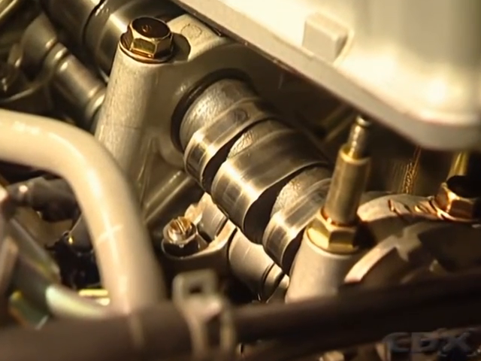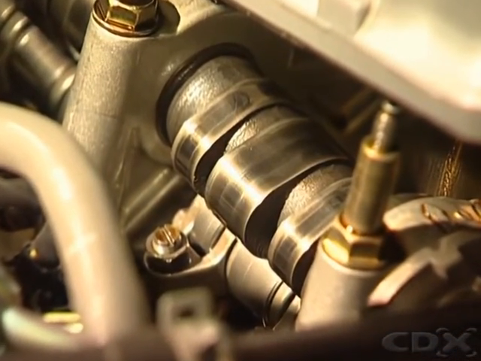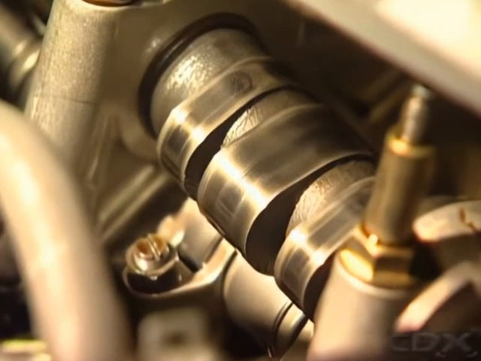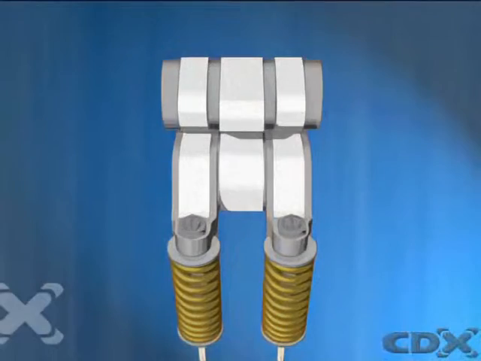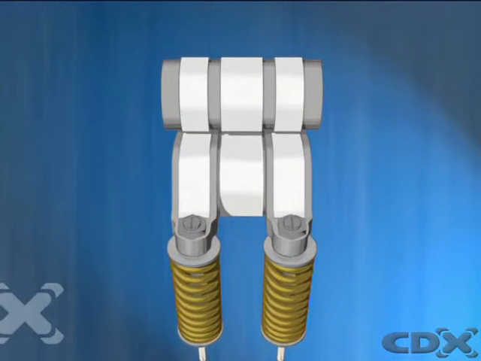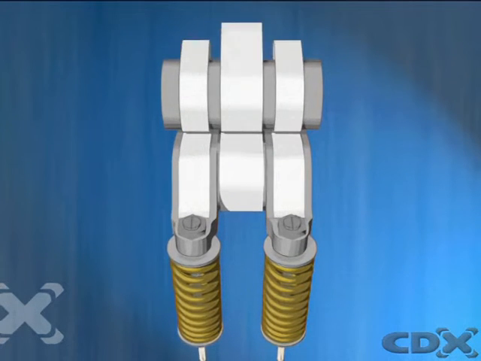Cam changing VVT uses different cam profiles to lift the valves depending on engine load and speed. One common system uses two rocker arms for normal operation on its two intake valves, with a third, higher profile rocker arm between the other two arms.